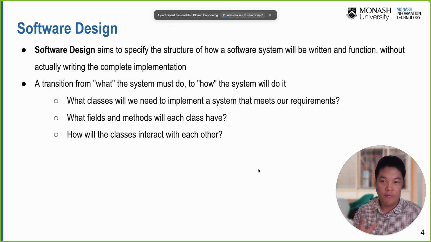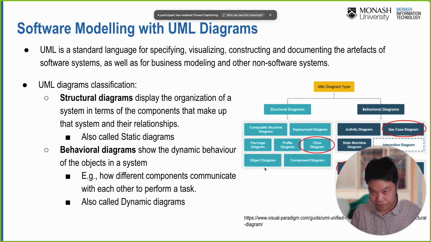So that's why we need software design and modeling. When we design and model, we normally use the UML language. UML is a standard language for specifying, visualizing, constructing and documenting the artifacts of the software system, and it can be used for business modeling as well.